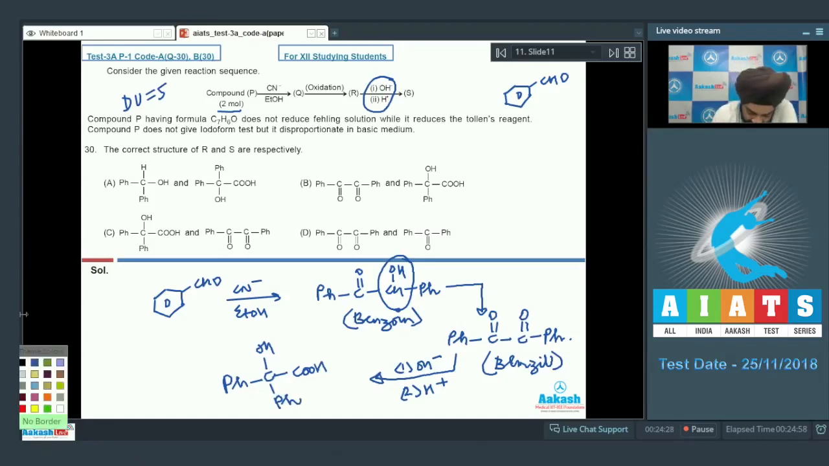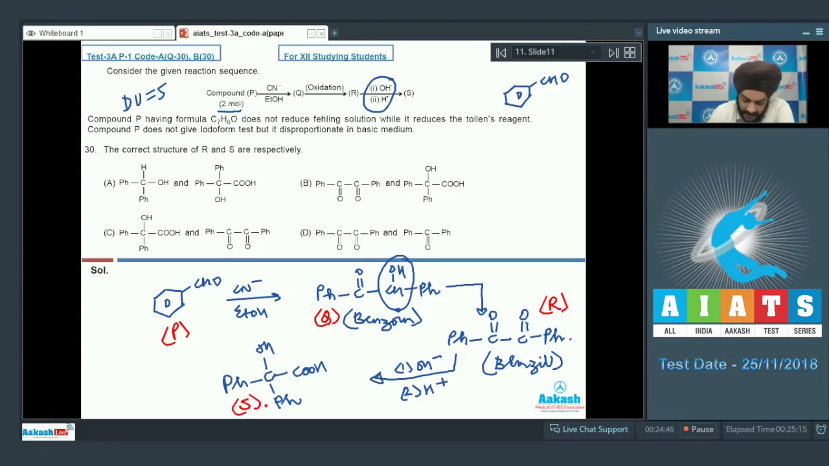So let us try and label these molecules. So this was P, benzoin was Q, benzoin on oxidation forms benzil, benzil was R, and the compound S is benzilic acid. So we have to comment on the structures of R and S. So benzil and benzilic acid are correctly represented in the B option. Let us look at the next question.